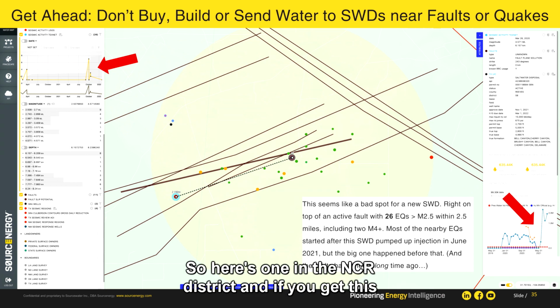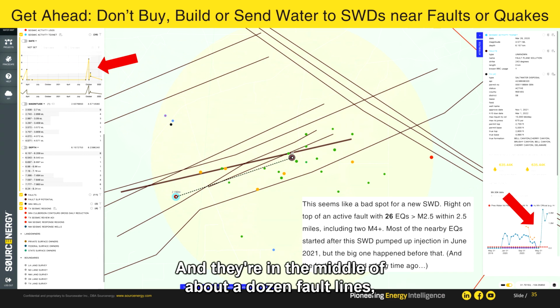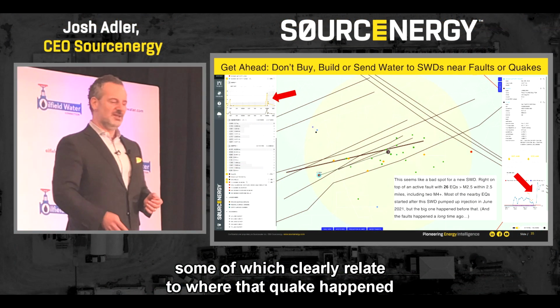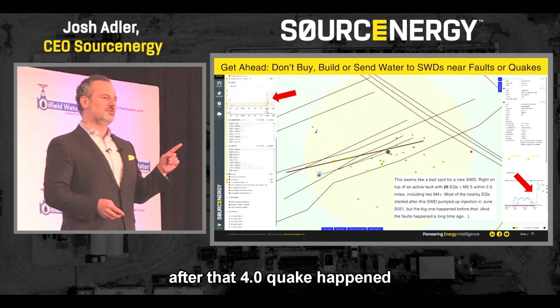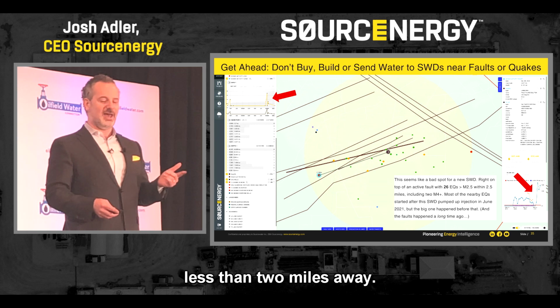So here's one in the NCR district. And if you get this presentation later, it's a pretty small text there, but you'll see who it is. There was a 4.0 magnitude quake less than 2 miles away. And they're in the middle of about a dozen fault lines, some of which clearly relate to where that quake happened. And they permitted that disposal and started pumping water into it after that 4.0 quake happened on what looks like the same fault line less than 2 miles away.